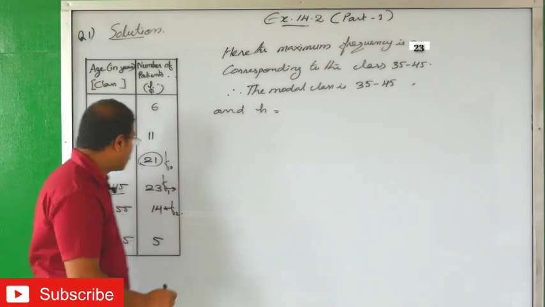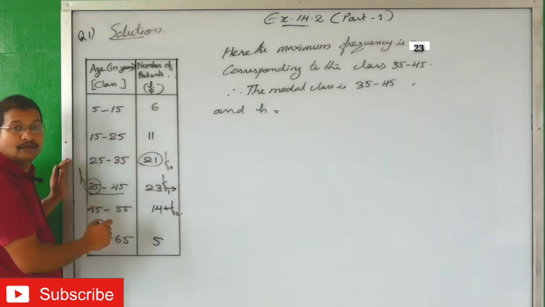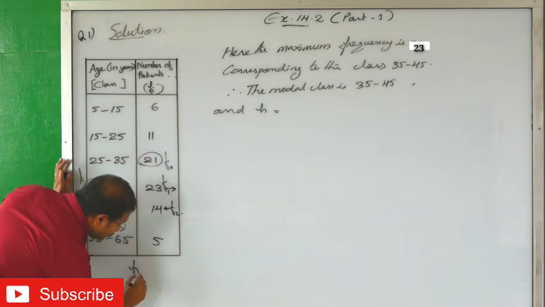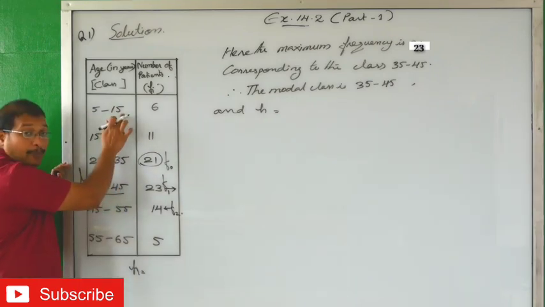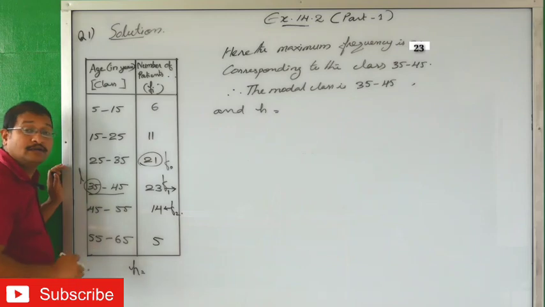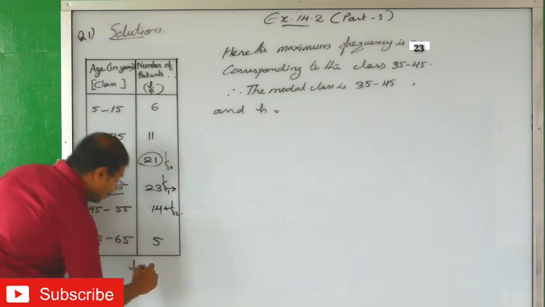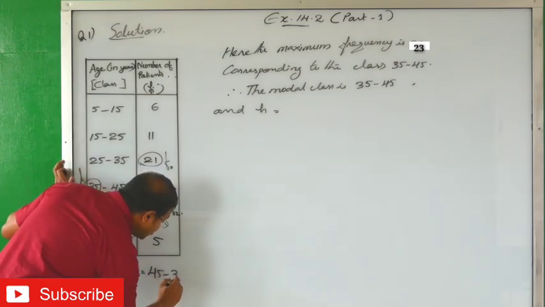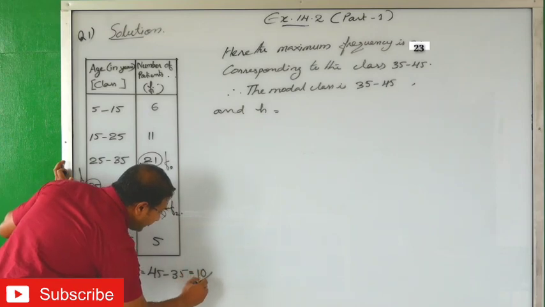H means class interval. See the class interval. Class interval means h equals upper limit minus lower limit, so here you can take 45 minus 35. So 45 minus 35, what will you get? 10.